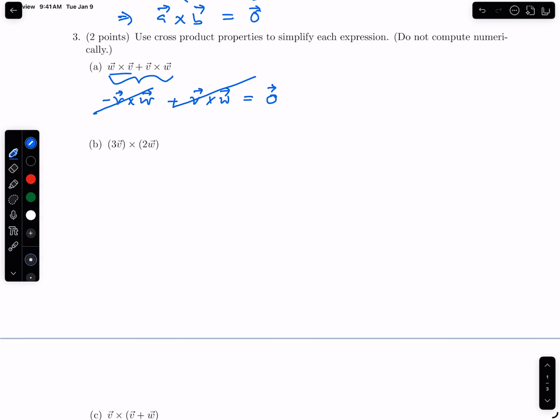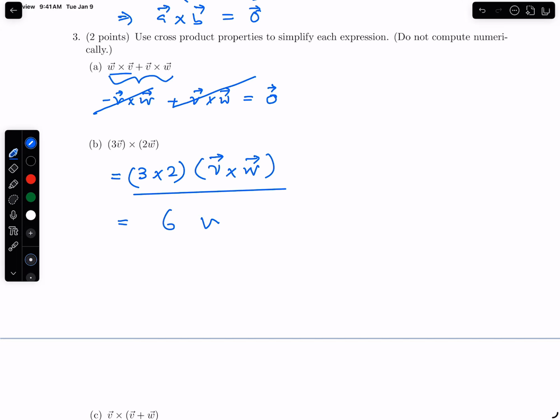Similarly, I can simplify these. This can be written as 3 times 2 V cross W. I don't remember this identity, but I think this is true. So this becomes 6 V cross W. There's not a good simplification in this problem, but it's all okay.